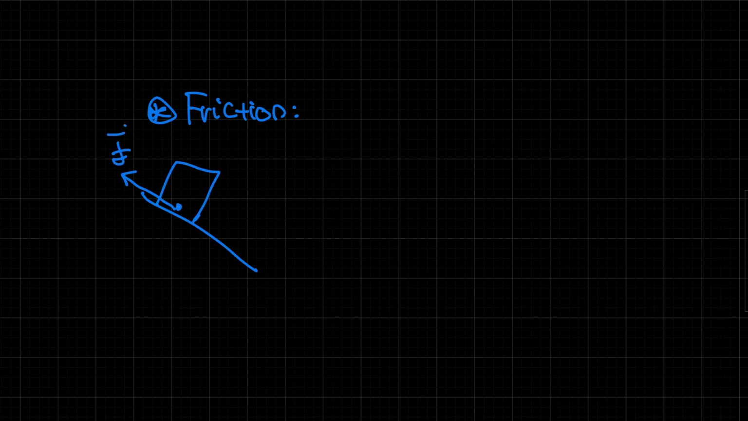Another force that I want to talk about is the friction force. So if an object is on an inclined plane like this, then it's pulled down, right? Then they will have the friction force f like this to keep it from being pulled down. And there are two types. One is static and one is kinetic.